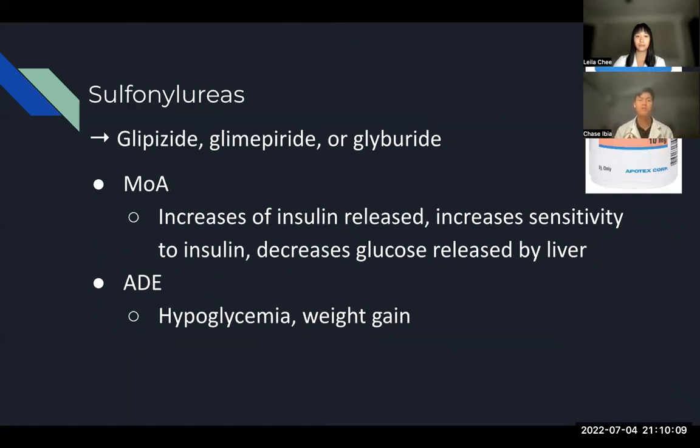Next are the sulfonylureas. This includes glipizide, glimepiride, or glyburide. It increases insulin released, increases sensitivity to the insulin, and decreases glucose released by the liver. It has a higher risk of causing hypoglycemia, and it may also cause some weight gain.